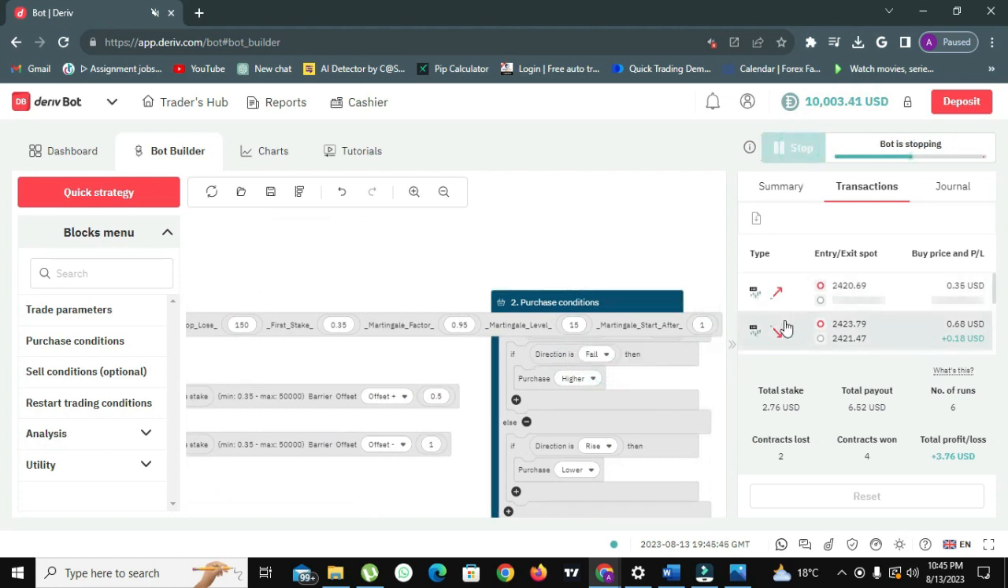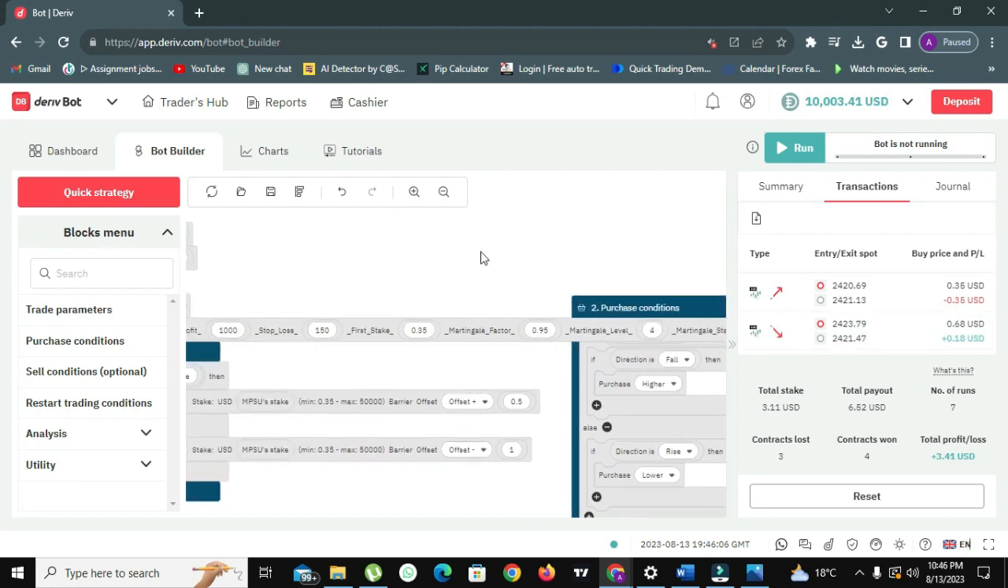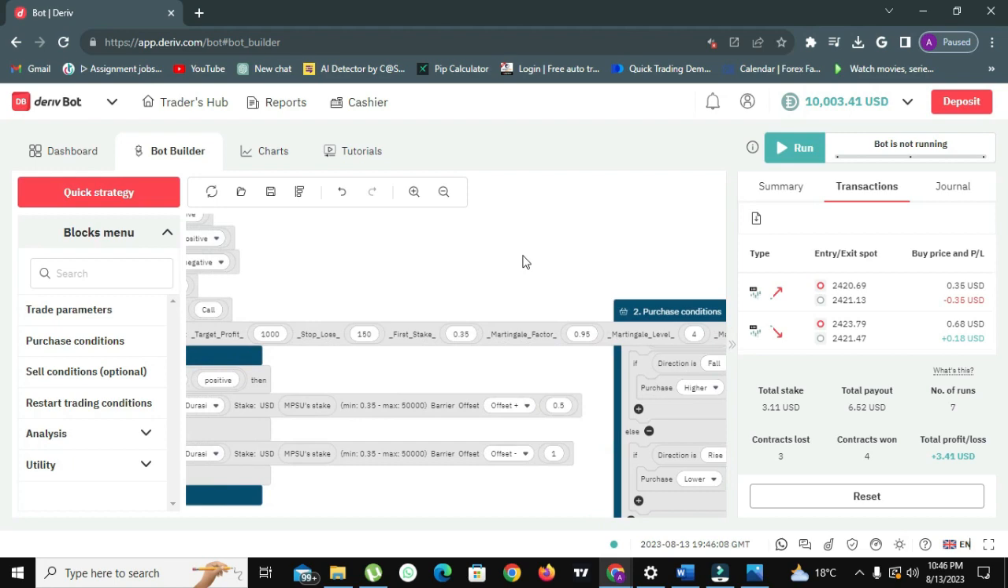But you can see the martingale level. You can say that if it loses 4 times, you stop the bot. You can say that the martingale only works after 4, which means it's only going to run at 0.35 until it reaches 4 for the 4th time. That's what I'm telling you. This bot, you can set it just the way you want it.